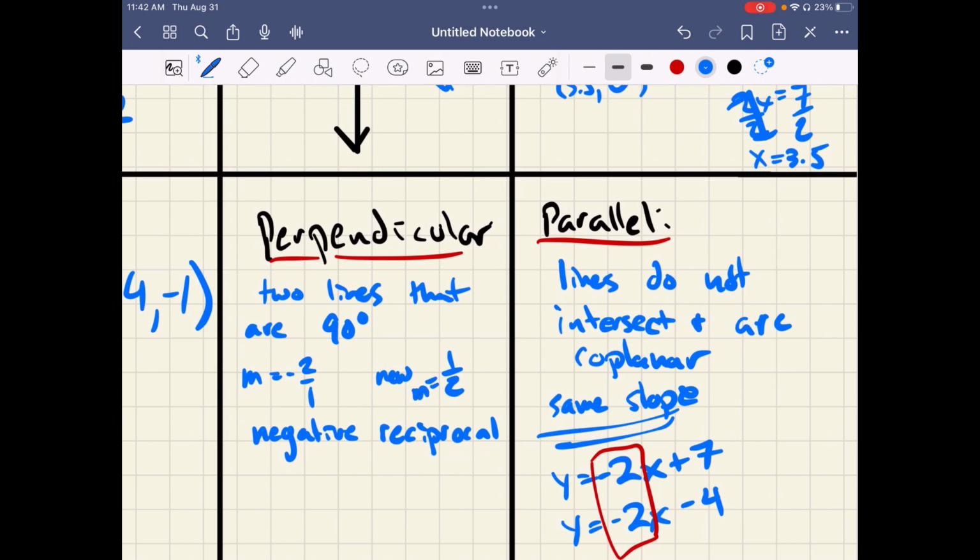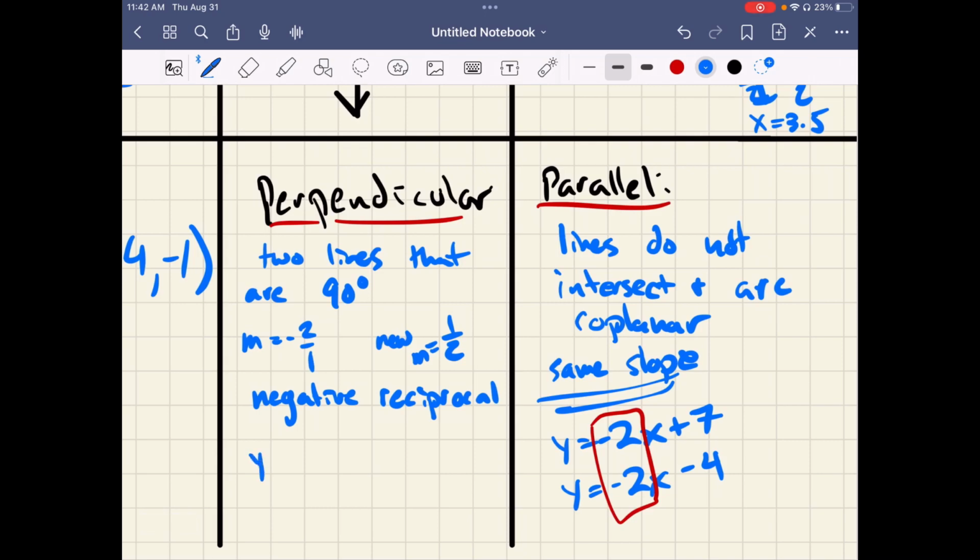So to be perpendicular, I could take the original one, right, which is negative 2x plus 7. So now my new slope would be the negative reciprocal of it, which we said up here was this positive 1/2. And then I could say x, and then this doesn't matter. I could choose any intercept that I want, and I would know that these two are perpendicular because the slopes are negative reciprocals of each other.